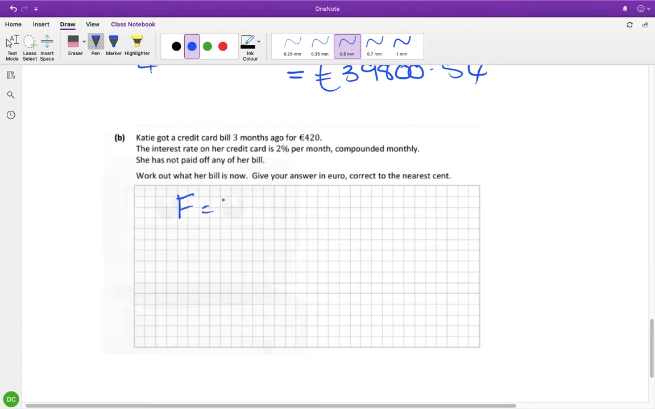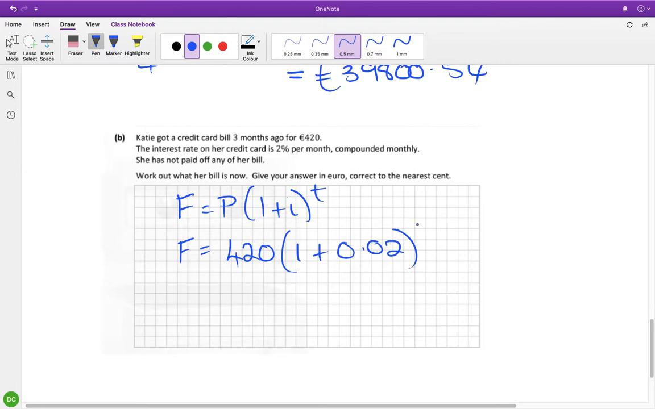So F equals P bracket 1 plus I to the power of T. Her bill was €420. 1 plus I is the interest rate, but it has to be as a decimal, so 0.02. And how many months did they say? Oh, 3 months. Okay, so that should all go into your calculator: 1.02 to the power of 3 multiplied by 420.